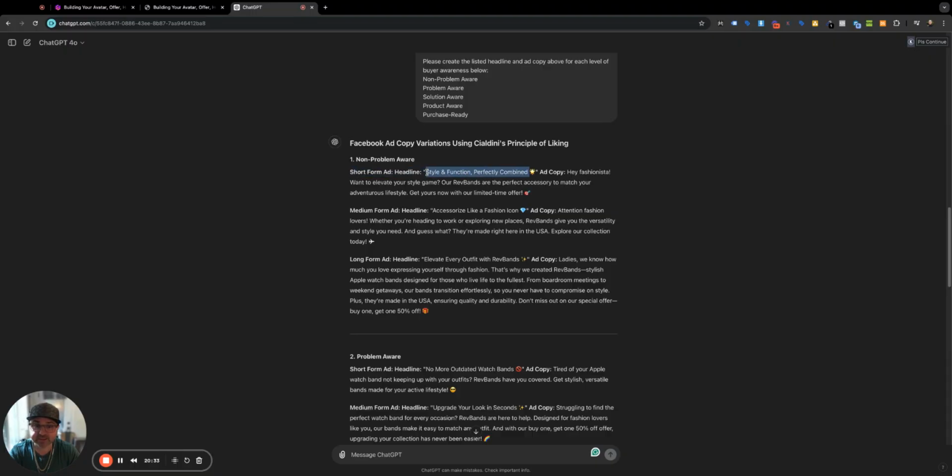This is the headline that you would use in the ad: style and function perfectly combined. And then this is the ad copy. Hey, fashionista, want to elevate your style game? Our Rev Bands are the perfect accessory to match your adventurous lifestyle. Get yours now with our limited time offer.